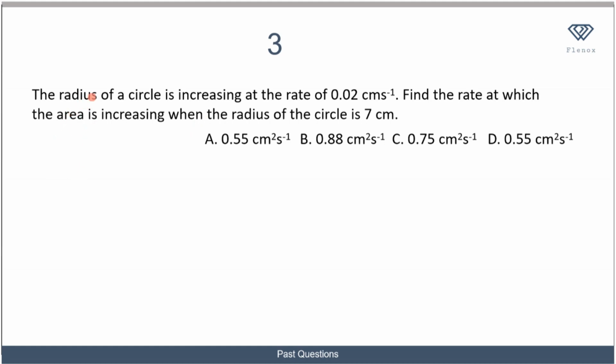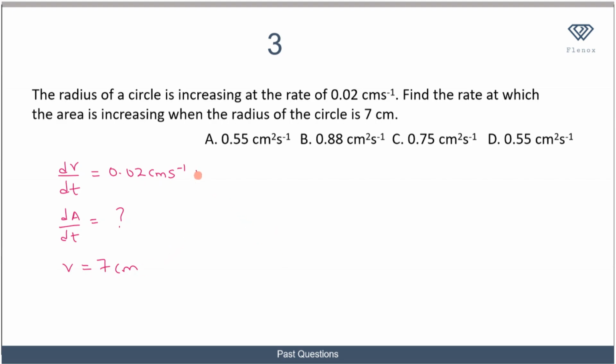So we are given the rate at which the radius is increasing. So we are told that dr over dt, the rate at which the radius is changing with time, is equal to 0.02 centimeter per second. Now we are told to find the rate at which the area is increasing. So dA over dt, that is what we are trying to figure out when the radius of the circle is 7 centimeter.